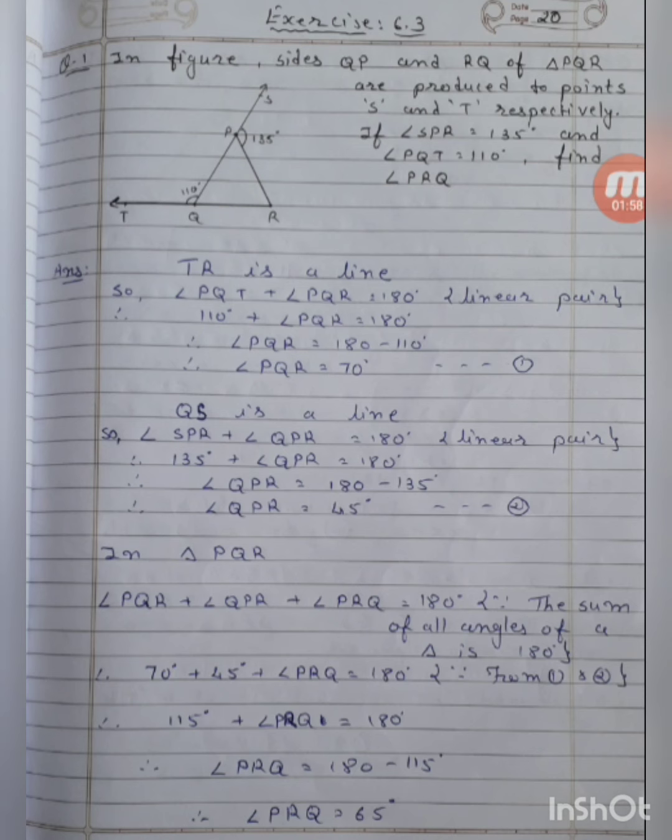because the sum of the angles of the triangle is 180. But here given 70 degrees plus 45 degrees plus angle PRQ is equal to 180, from 1 and 2. So, 115 plus angle PRQ is equal to 180. Then angle PRQ is equal to 180 minus 115. Then angle PRQ is equal to 65. Thus, we find the measure of the angle PRQ is equal to 65.